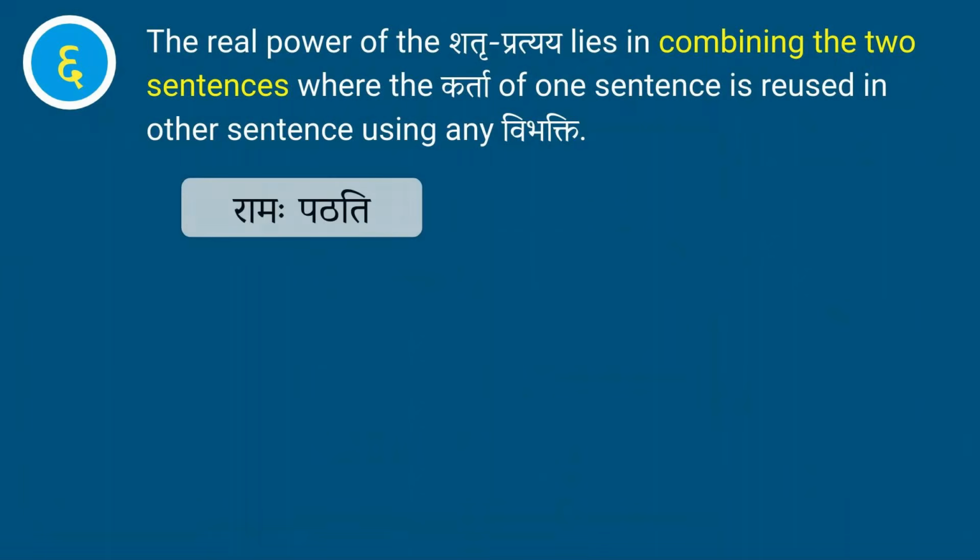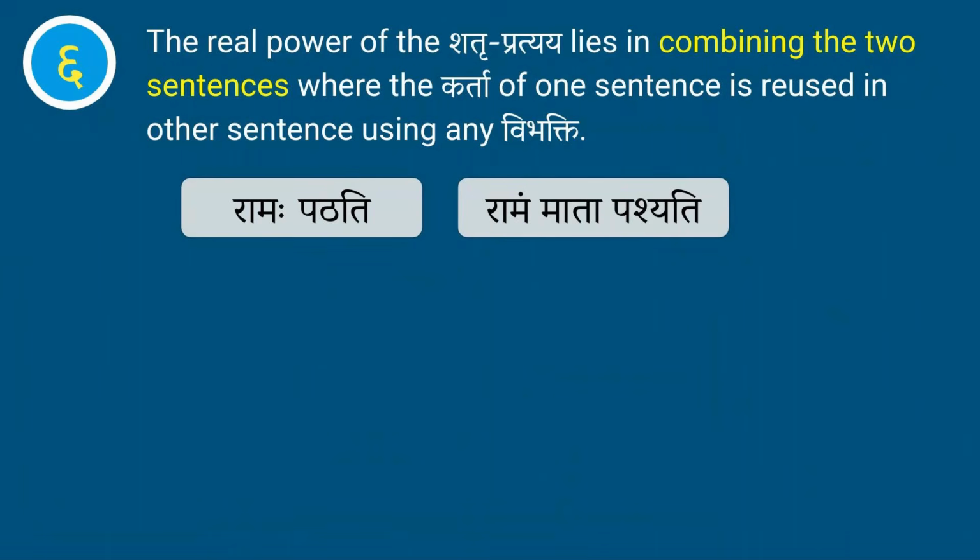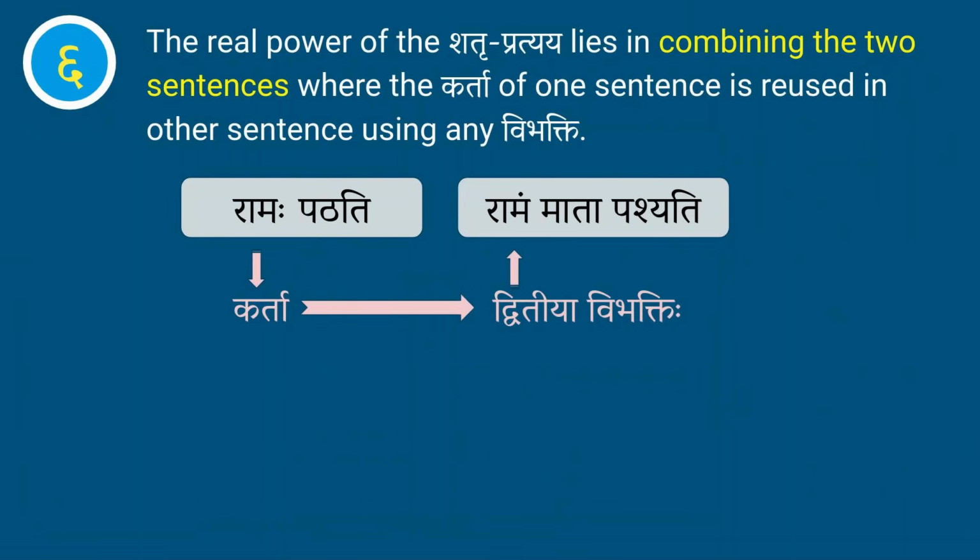Here is an example. Assuming that we are talking about the same Rama in both the sentences, it is worth noting that the word Rama, which is the karta of the verb pathati, is being reused in the Dvitiya Vibhakti in the second sentence. In such a case, the Shatru Pratyaya can be used to combine the two sentences in a single sentence by a simple two-step process.